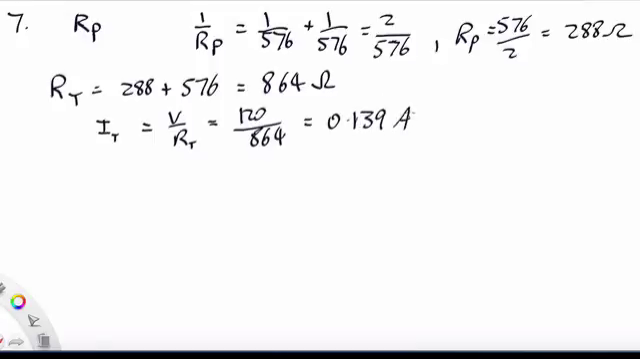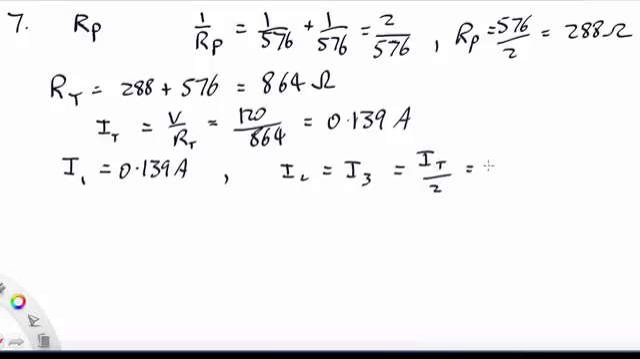0.139 amps. Now that will be the current through resistor 1 because it's got the total current through it. The current through the others, well, we know it has to split equally, so it has to just be the total over 2, and that is 0.069, I think, amps.